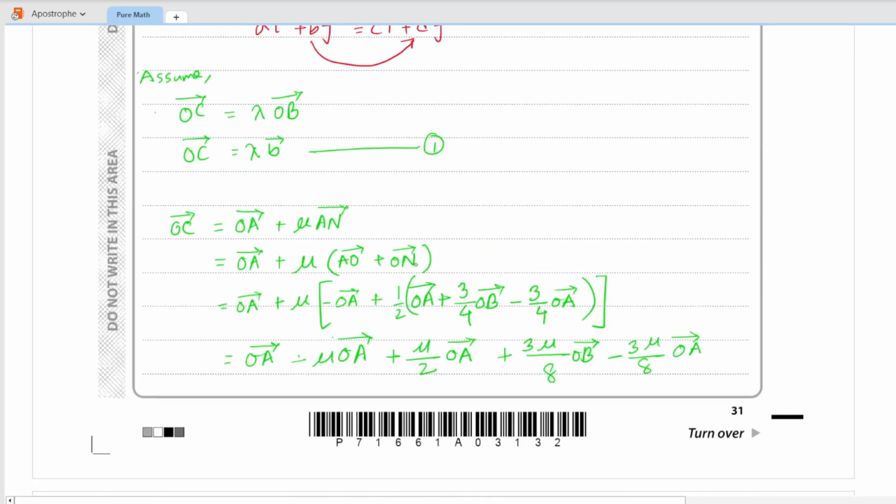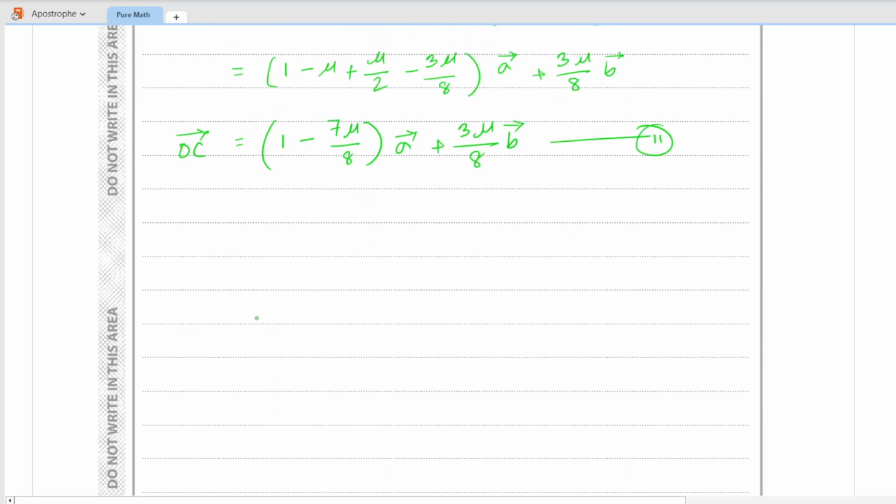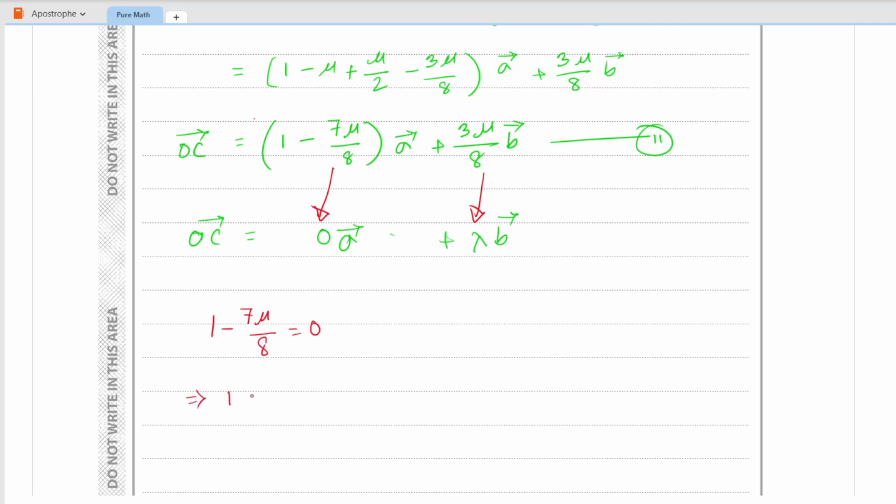I'm rewriting my first equation here. OC is equal to 0a plus lambda b. So according to what we have seen before, this equals 0 and this equals lambda. So 1 minus 7 mu over 8 is equal to 0. 1 is equal to 7 mu over 8. Therefore, mu is equal to 8 over 7. From this side, 3 mu over 8 is equal to lambda.